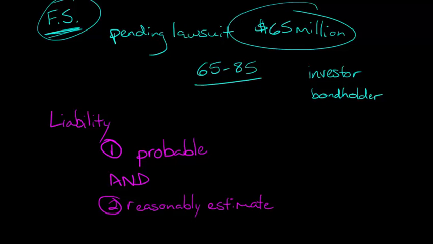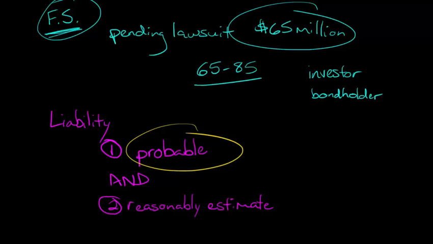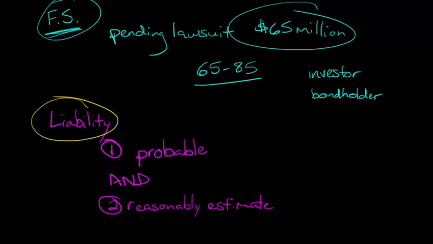It can't just be, oh, we have this lawsuit and we know we're going to lose, but we have absolutely no idea what the loss will be. So basically, if you can determine these two things, if you say, okay, is it probable that we're going to incur a liability? And if so, can we reasonably estimate this? Is it reasonably estimable? And if those things are true, then you recognize a liability, right? And it's going to end up in your financial statements.